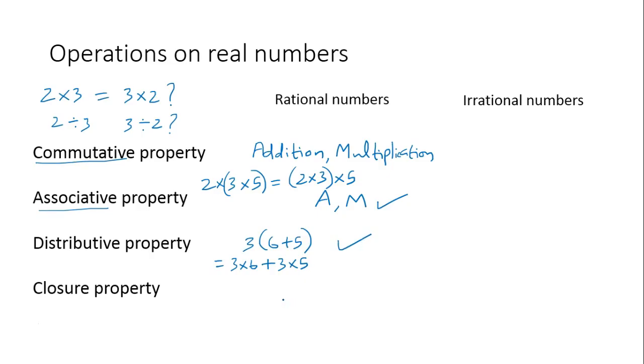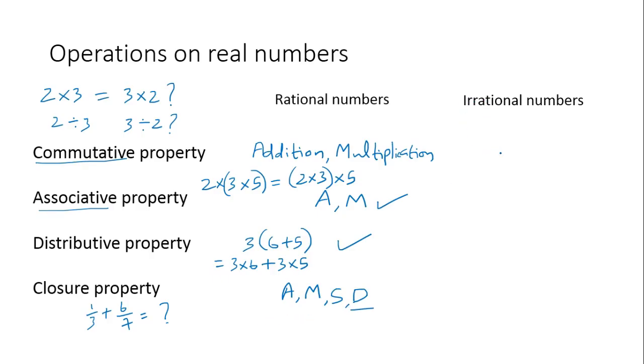And finally, you come to closure property. By closure property, you mean if you add two rational numbers like 1 by 3 plus 6 by 7, do you get another rational number? So you know that closure property is true for addition, multiplication, subtraction, and for division it is true, but with a condition: you cannot divide by 0. All non-zero rational numbers are closed under division also. So that's closure property for rational numbers.